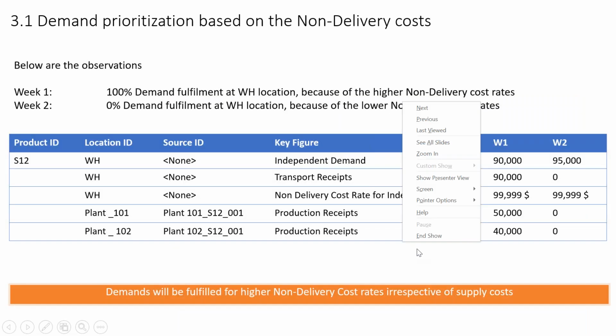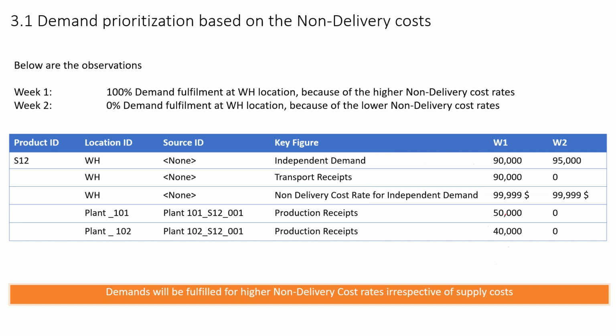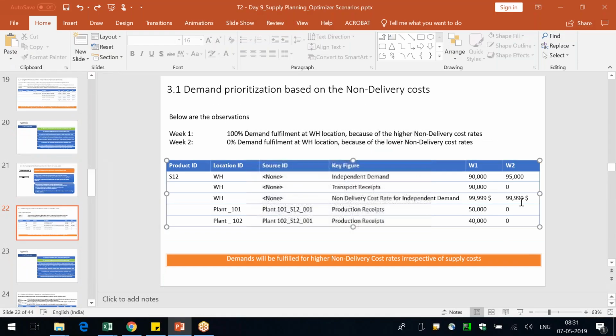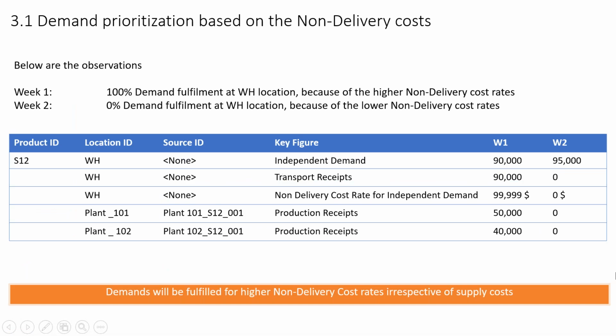So non-deliveries, we have seen it already, but I just want to highlight it. The demand is 90,000, demand is 95,000, but the non-delivery cost rate is 99,999. So this week I maintain there is no non-delivery. I think we have already covered what non-delivery is. Non-delivery is the cost that we incur if we don't deliver the product.